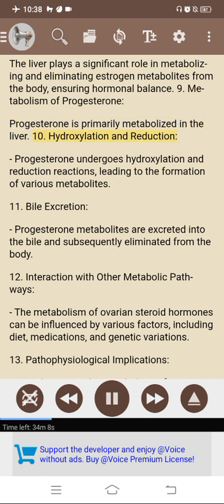9. Metabolism of progesterone. Progesterone is primarily metabolized in the liver. 10. Hydroxylation and reduction. Progesterone undergoes hydroxylation and reduction reactions, leading to the formation of various metabolites. 11. Bile excretion. Progesterone metabolites are excreted into the bile and subsequently eliminated from the body. 12. Interaction with other metabolic pathways.